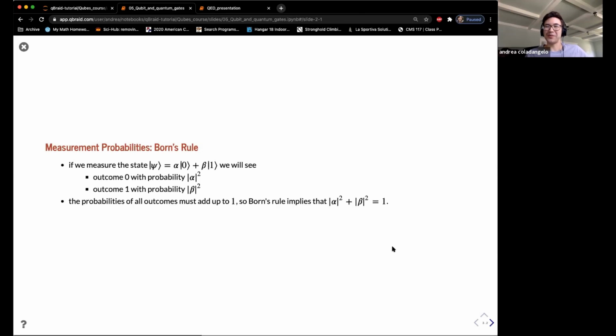And what about the probabilities of this collapse? Well, if we are measuring the state psi, which is alpha 0 plus beta 1, and just to clarify, I'm using two different notations: the vector notation to represent psi, the qubit state, or I can also write it using the ket notation. We'll typically use the ket notation, but the two notations can be used interchangeably. Now if we measure this state, Born's rule says that we'll obtain outcome 0 with probability the modulus of alpha squared, the magnitude of alpha squared, and we'll obtain outcome 1 with probability the modulus of beta squared.